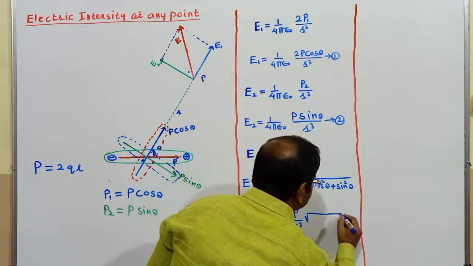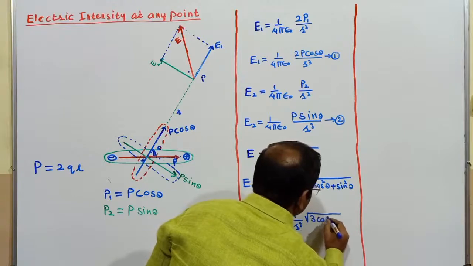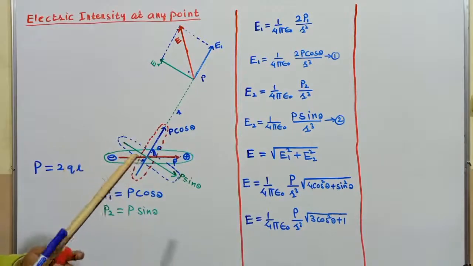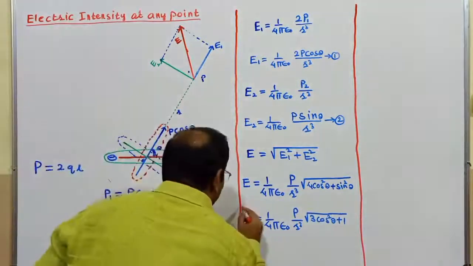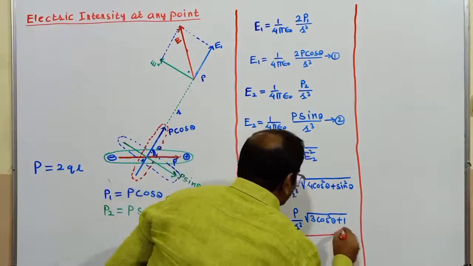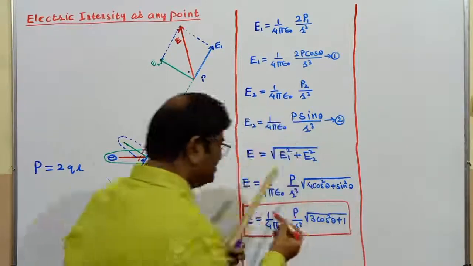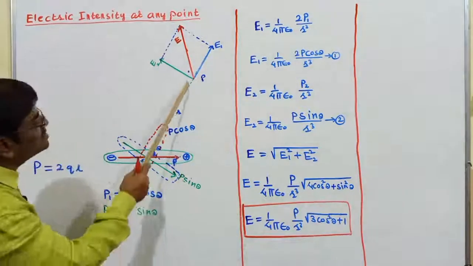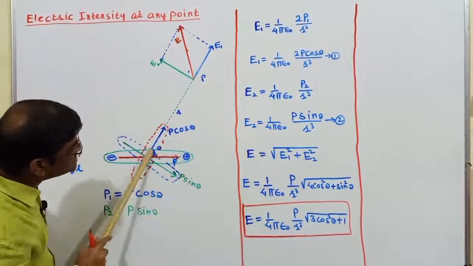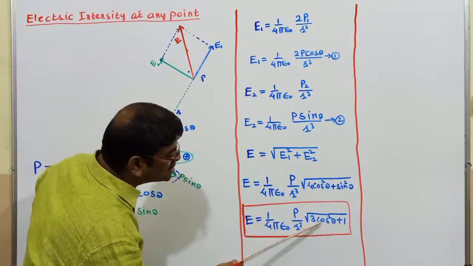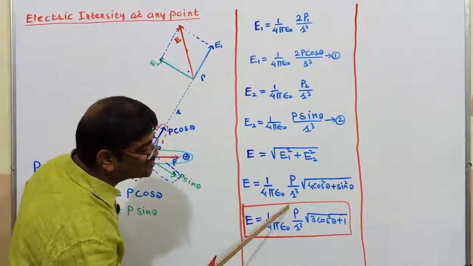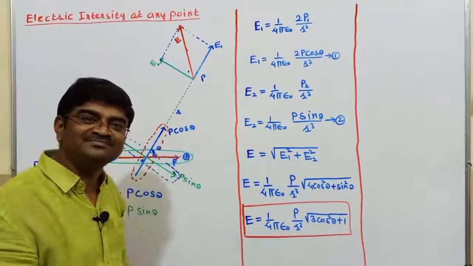I will have, what is that? 3 cos square theta plus 1. So this is the expression that I have got for electric intensity at any point in the field of dipole. And children, look here. This is more general expression, I would say. Why? Say for example, I have got this point on axial line. So our theta is 0. If theta is 0, cos 0 is 1. 3 plus 1, 4. Root of that 2. 1 upon 4 pi epsilon 0, 2p by r cube. And that's what we have got.